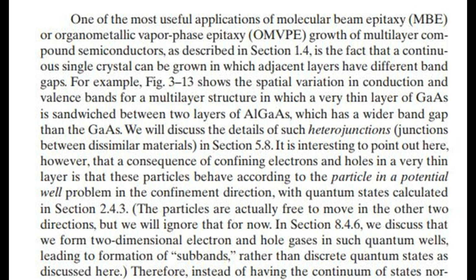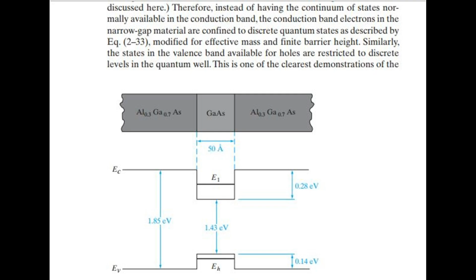In section 8.4.6, we discuss that we form two-dimensional electron and hole gases in such quantum wells, leading to formation of subbands, rather than discrete quantum states as discussed here. Therefore, instead of having the continuum of states normally available in the conduction band, electrons in the narrow gap material are confined to discrete quantum states as described by EQ 233, modified for effective mass and finite barrier height. Similarly, the states in the valence band available for holes are restricted to discrete levels in the quantum well. This is one of the clearest demonstrations of the quantum mechanical results discussed in Chapter 2.